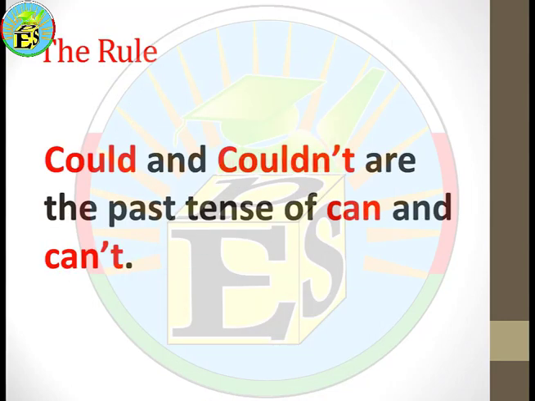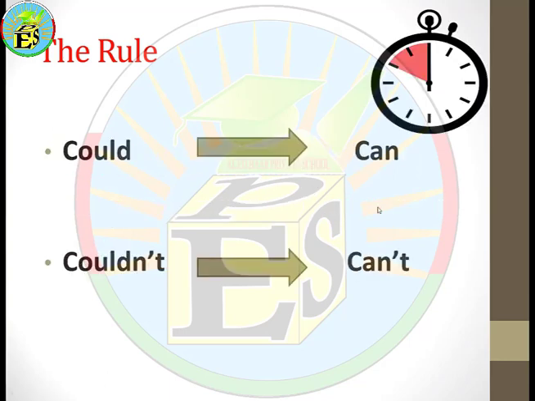Could and couldn't are the past tense of can and can't. This means that the past form of can is could, and the past form of can't is couldn't. So when you want to ask about something in the past, use could. In the present, use can. Let's move to another example. So here, could in the past, can in the present.